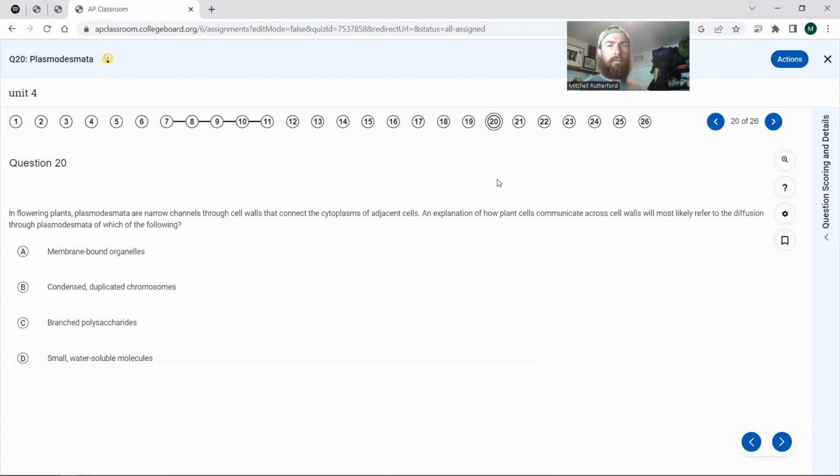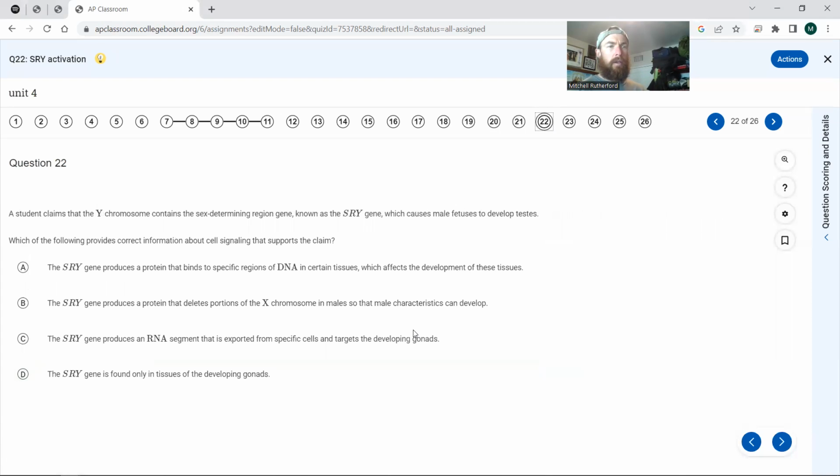22 is the SRY gene. Okay, Y chromosome, the SRY gene, male fetuses to develop testes. Okay, so that makes sense. And let's look. I'm seeing the answers here. Produces. And what does it produce? So for some reason, I feel like starting at the bottom. The gene is found in the tissues of developing gonads.